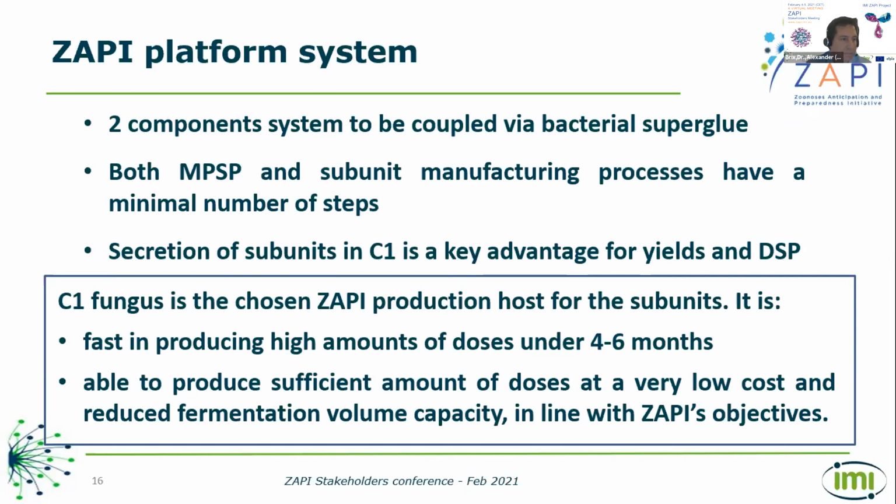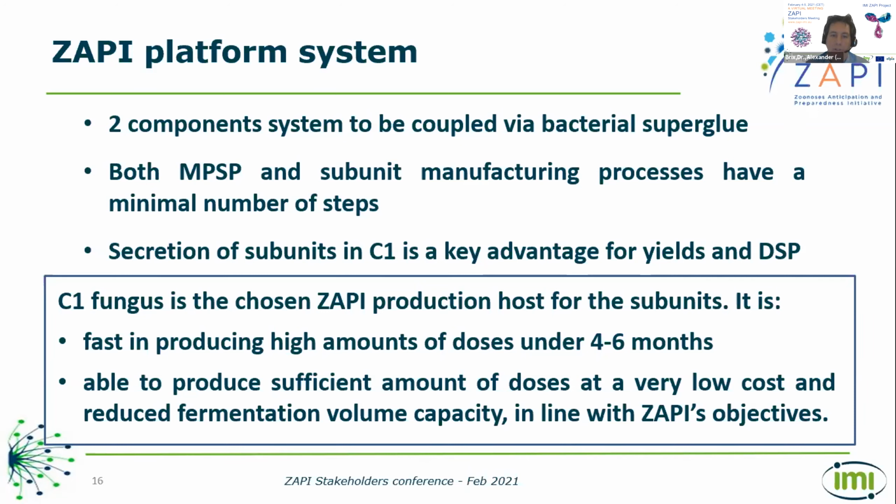However, if we look at the subunit production that was just described by Ronen, it is pretty clear that the C1 expression, or using the C1 platform, is the key advantage here for yields, but also DSP, purification. We don't have to compare those numbers again, but as Ronen described, there are grams per liter yields, and in terms of surge capacity, that's what we need. And therefore, for further development, C1 has been chosen as the production house for those subunits.